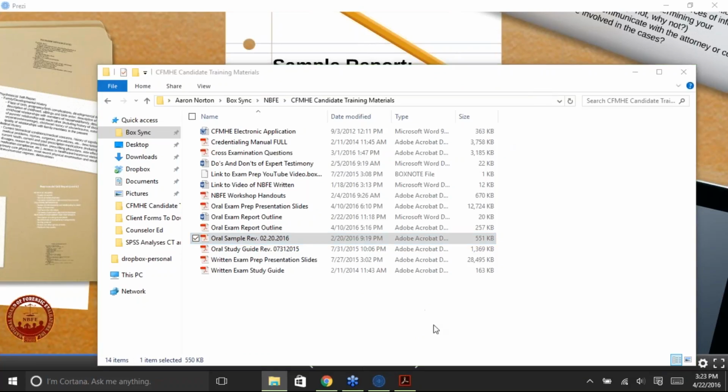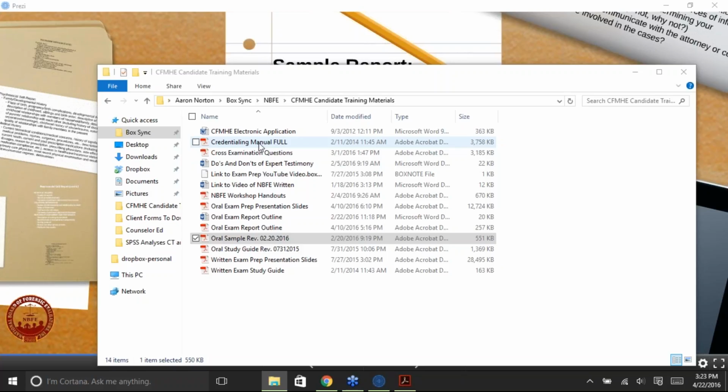Now, it will look different to you because what you're going to do is go online to box.com and then enter the password that I'm going to give you if you don't already have it. But it's going to have these same files in it that you see on the screen. So I'll run through these. Here's a copy of the application to become an MBFE. That's the CFMHE electronic application. The credentialing manual is for people who have applied to be a CFMHE and have paid the certification fee.